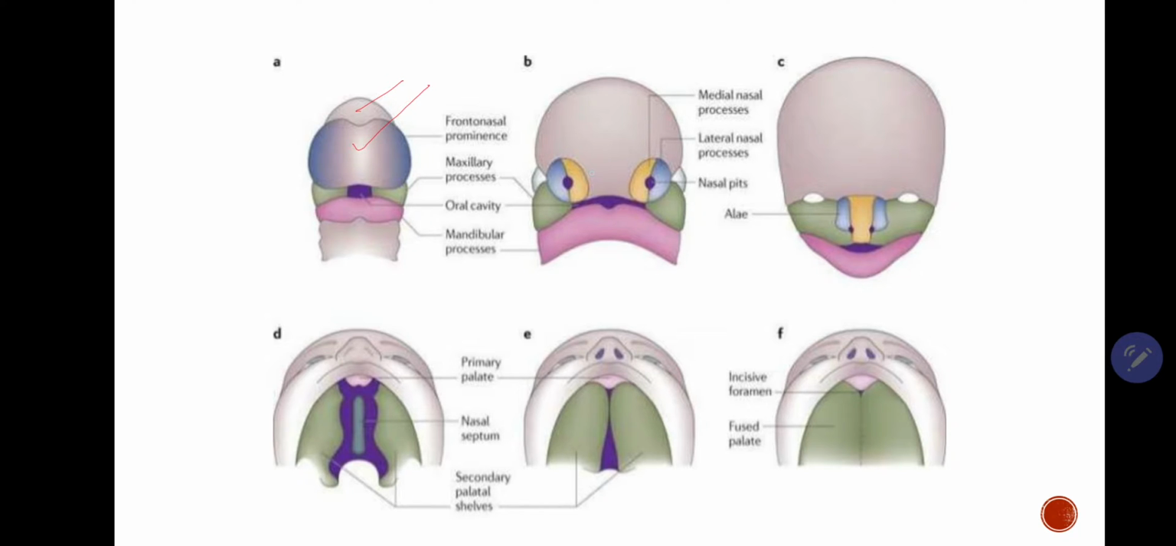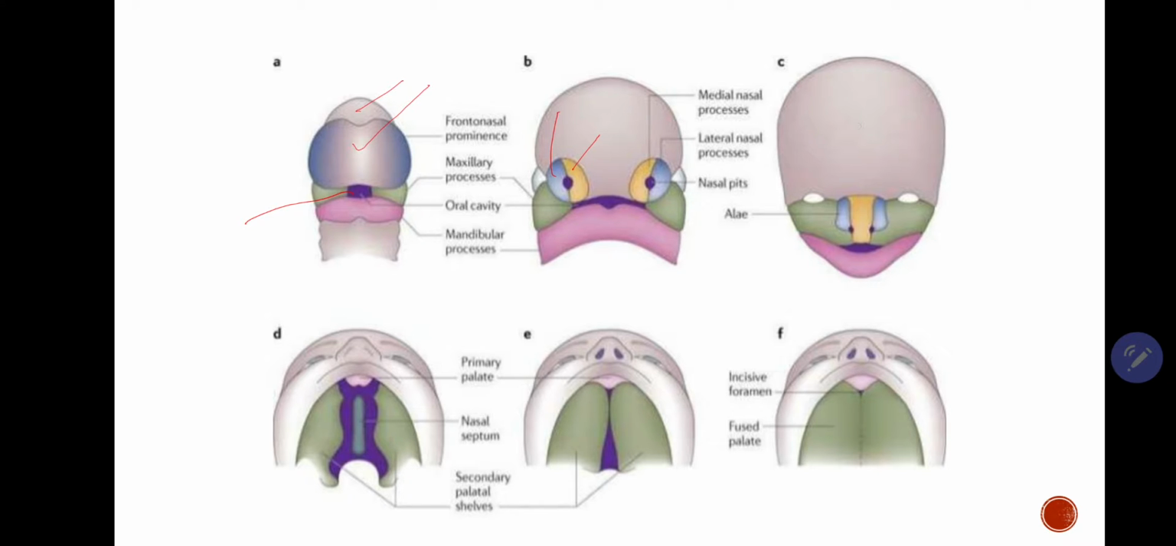In the second picture, you have 2 round structures, which are divided further into 2 halves. The yellow color portion is nothing but the medial nasal process, and the blue color portion is nothing but the lateral nasal process. These two in turn develop from the frontonasal process. And the center one, violet color one, is nothing but your oral cavity, or the primitive oral cavity, or nothing but stomodium.